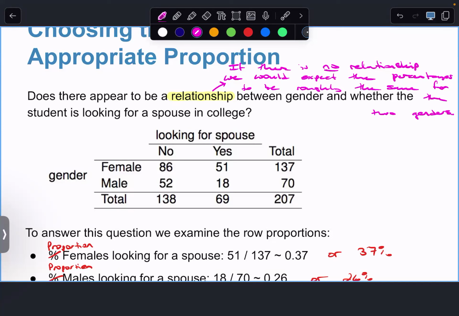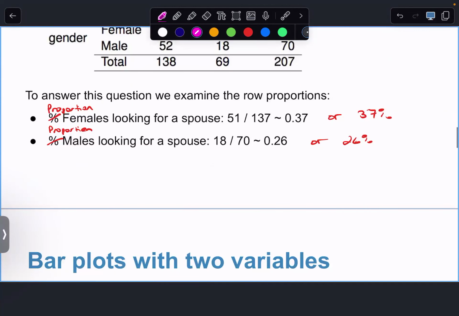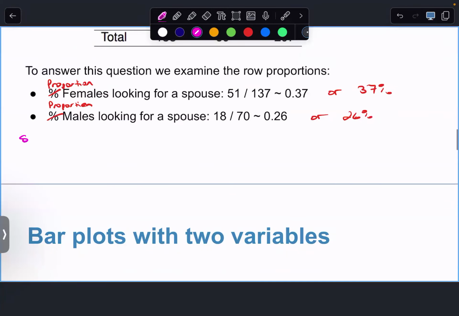And of course, there are tests that we can run to determine, yes, 37 is significantly different from 26, but for now we're just developing that kind of eyeball technique, which is usually kind of good enough, right? And so here, since 37% and 26% are quite different from each other, right? We suspect that there is a relationship.